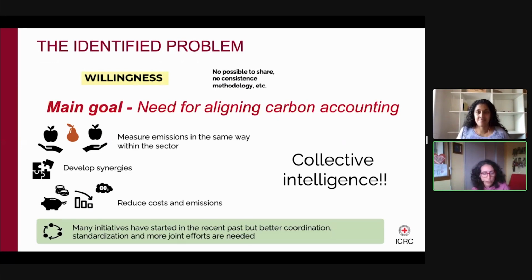So when I was discussing with others, many people were asking me, but can you share your carbon accounting tool? And then I learned that actually we could not share. First of all, because it was really built for the way that ICRC is structured, like the way our budget is. But I saw the willingness of everyone trying to work together. And that's when we came with this project of really aligning as a humanitarian sector on how carbon accounting should be measured.